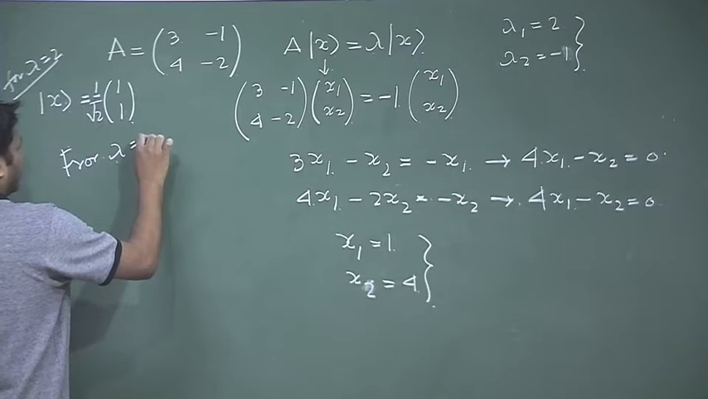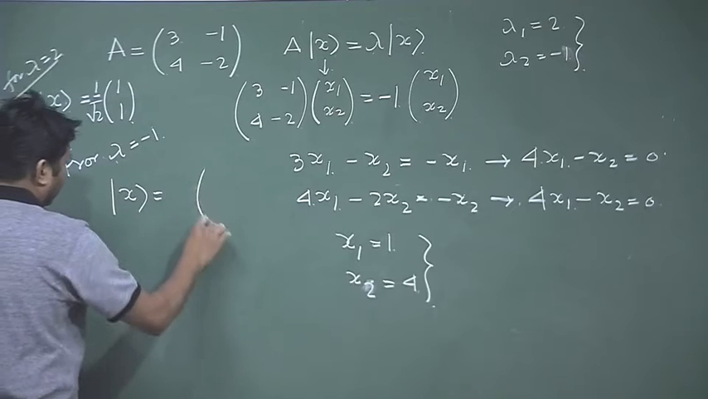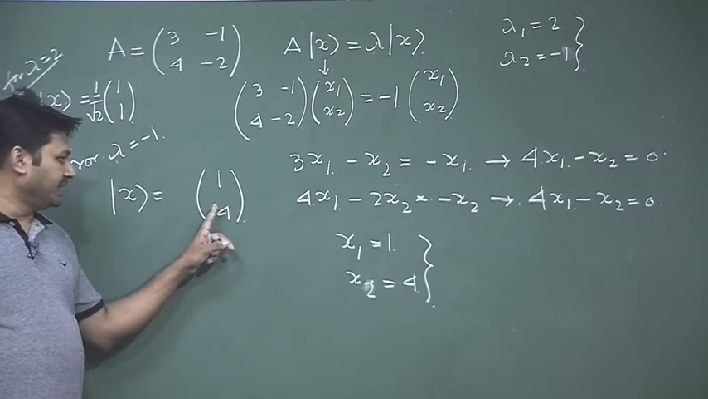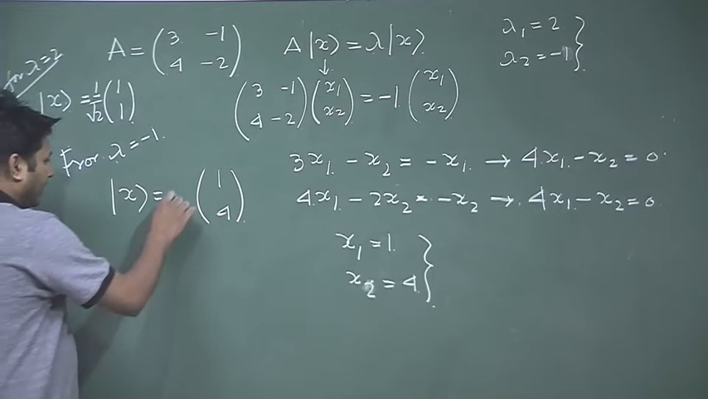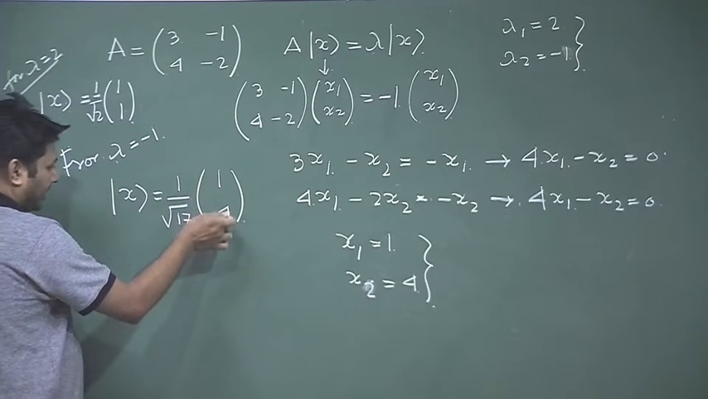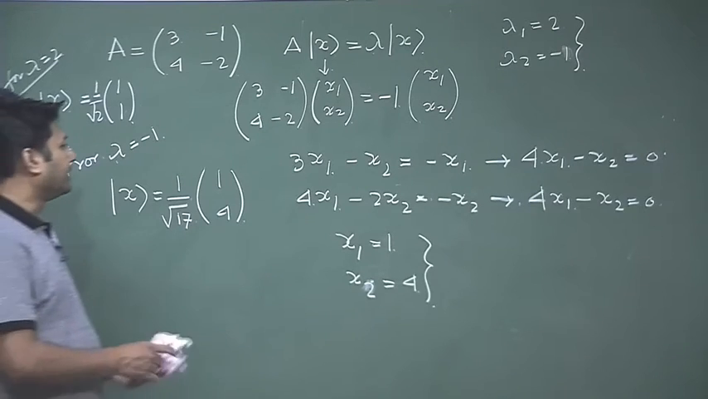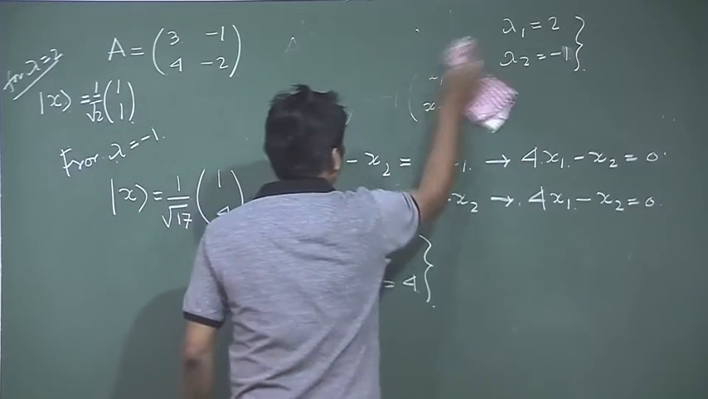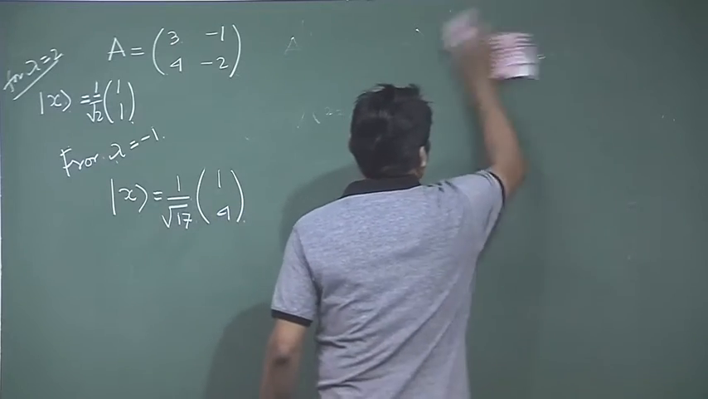So, for lambda equal to -1, I have x which is (1, 4), and in order to normalize that, as I mentioned, if I multiply any number, that will automatically be an eigenvector of that. So, I can normalize that. If I normalize, it will be 1 over root 17, since 1 square plus 4 square is 17. So, I can generate 2 eigenvectors for the 2 eigenvalues, and these 2 vectors are like this.